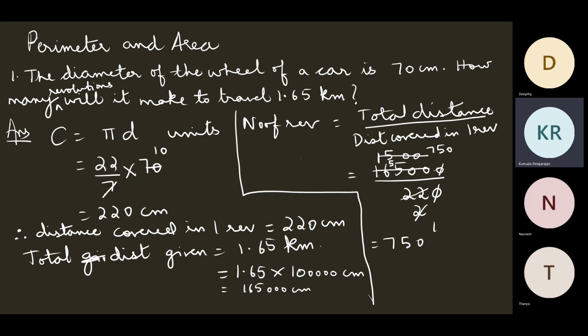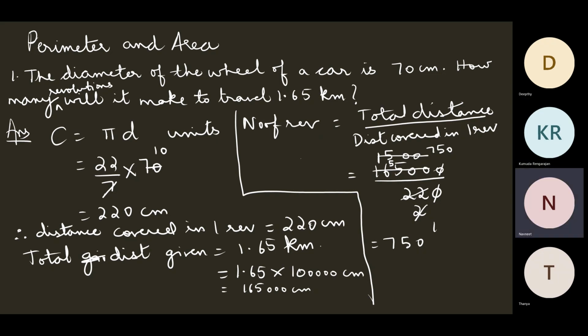We get 220 centimeters. So that is 220 centimeters is the distance covered in one revolution. What is the total distance? 1.65 kilometers. So we need to convert that also to centimeter. And then write the formula. Number of revolutions is equal to total distance by distance covered in one revolution. Divided, the quotient is the number of revolutions. 750. Are the steps clear, children? Yes, ma'am. Okay.